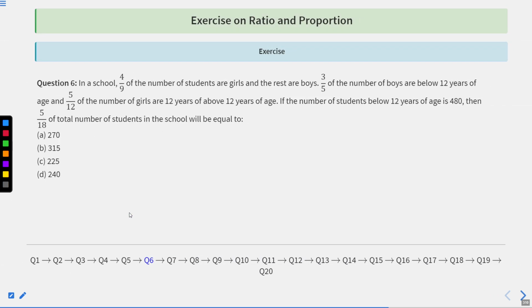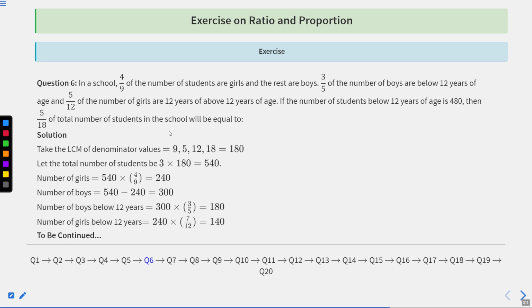In a school, 4/9 of the number of students are girls and the rest are boys. And 3/5 of the number of boys are below 12 years of age. And 5/12 of the number of girls are 12 years or above 12 years of age. If the number of students below 12 years of age is 480, then 5/18 of the total number of students in the school will be equal to.